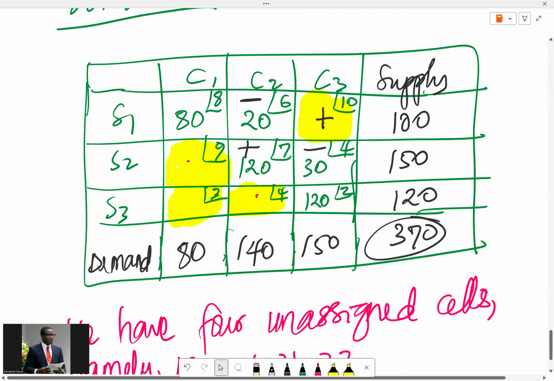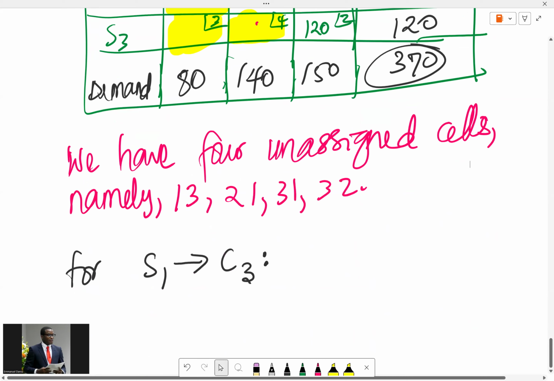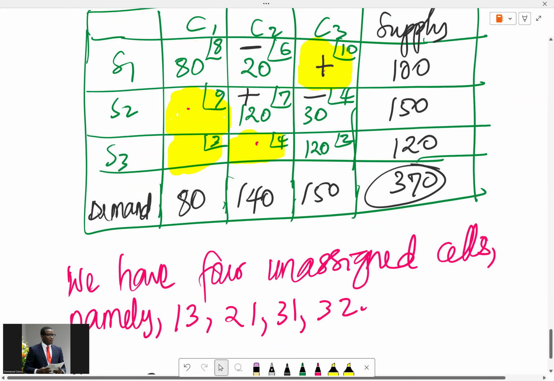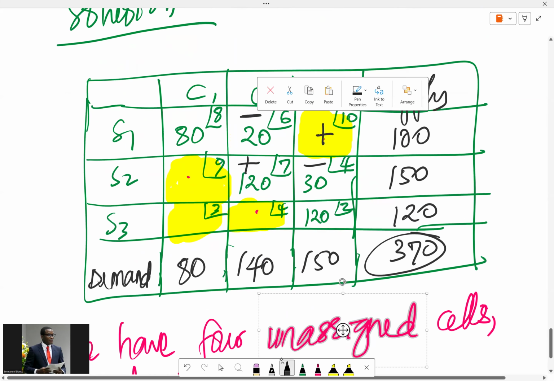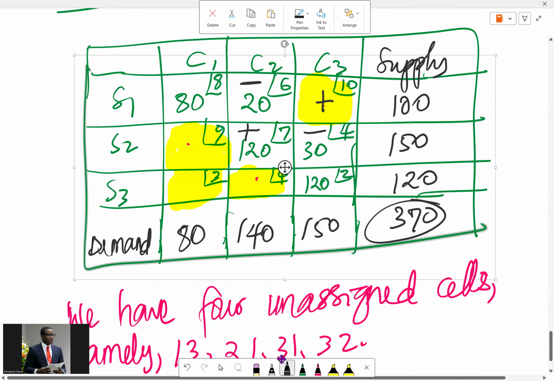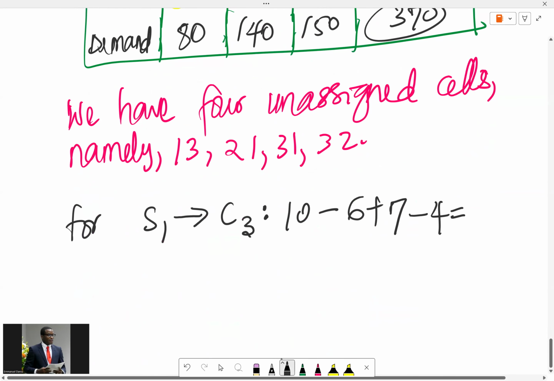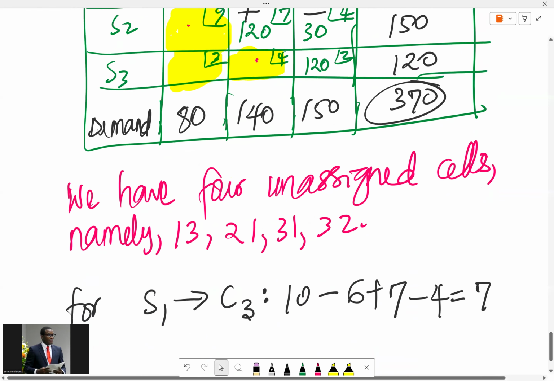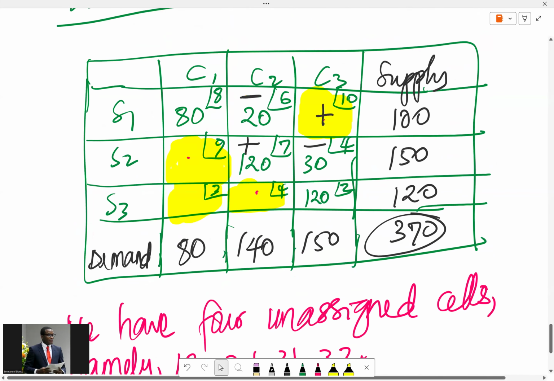With that closed loop, if you assign 1 here, it means we are incurring a cost of 10, right? So you're going to have 10 minus the cost in the other cell, that is 6. That is 10 here, 6 here. Then we have 7 below that. So this is plus 10 minus 6 plus 7 minus 4. This is going to give us 10 minus 6, that's 4. 4 plus 7, 11. 11 minus 4, that is 7. So we have 7 as what that loop is going to give us, which is positive.